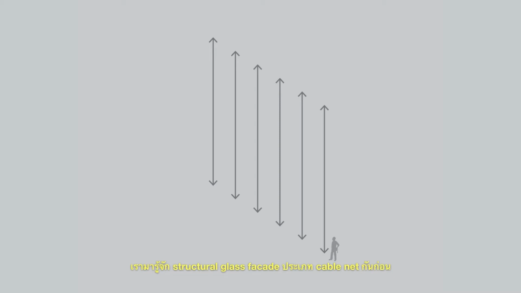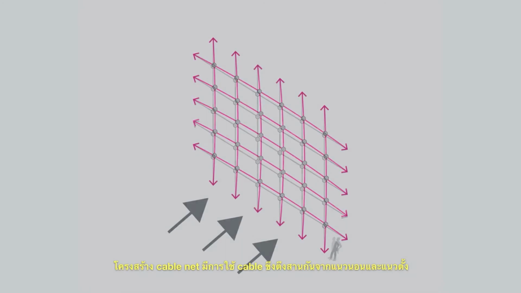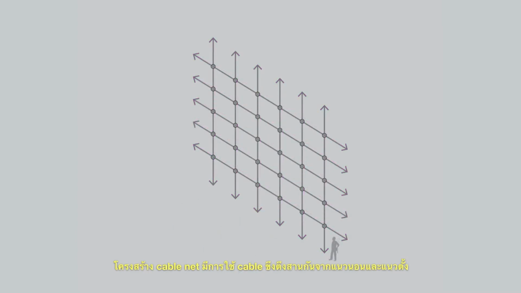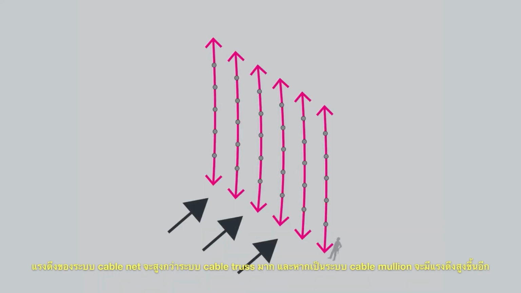Let me give you an idea of what the cable net system is. Cable net system is the use of tensioned cables oriented in two directions. With sufficient pre-stress forces, the cable will form a structural system that can support the glass and control deflection at the same time. Required tension forces are substantially higher than those of cable truss system. It is even higher when it comes to the one-directional cable system, or as people call, cable mullion system.